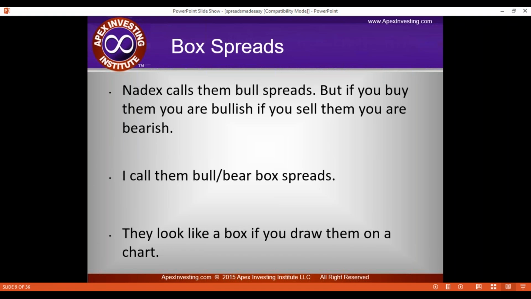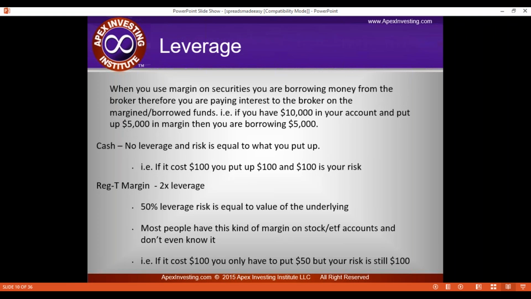So what are Nadex spreads? Nadex calls them bull spreads, but if you buy them, you're bullish. If you sell them, you're bearish. We like to call them box spreads because if you draw them out on a chart, they kind of look like a box, and I'll show you that here. So let's talk about leverage.